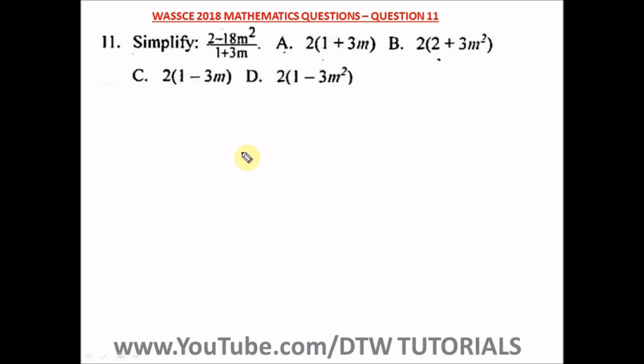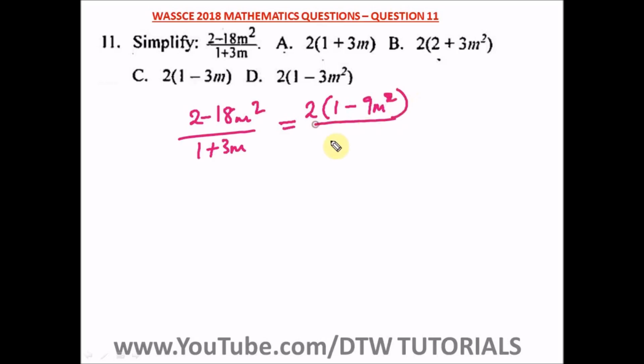Question 11 of the WASSCE 2018 mathematics past question, that is your WAEC exams. It says simplify 2 minus 18m squared divided by 1 plus 3m. So this is a simplification. How do we do this? What is common to 2 and 18? We can bring out a 2 in brackets: 1 minus, 2 in 18 will go 9 times, so 9m squared, divided by 1 plus 3m.